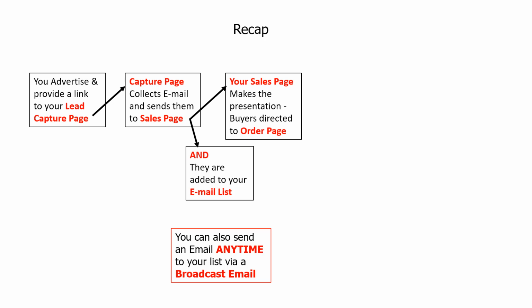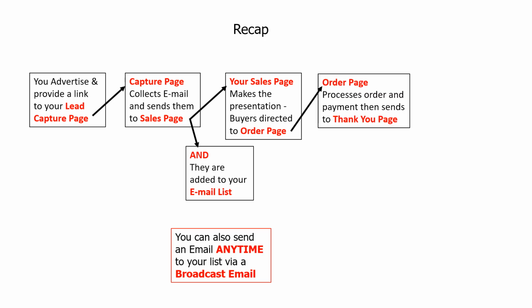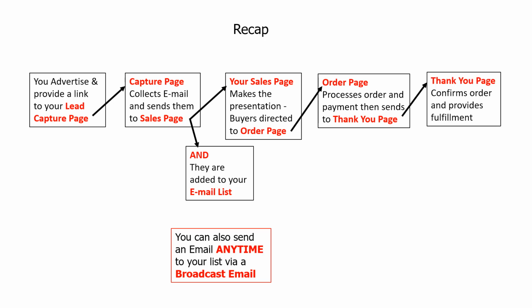When they're on your capture page, they put in their contact information, they're going to be added to your list and then forwarded, taken to your sales page. Okay, from the sales page, they're going to go to your order page. Hopefully they're going to get information that they want and are going to purchase from you. They'll give you their payment information. You're going to process the order, and from there you're going to send them to the thank you page, which again is going to confirm their order and provide their fulfillment information. So this is really a basic, simple sales funnel, as we call it.